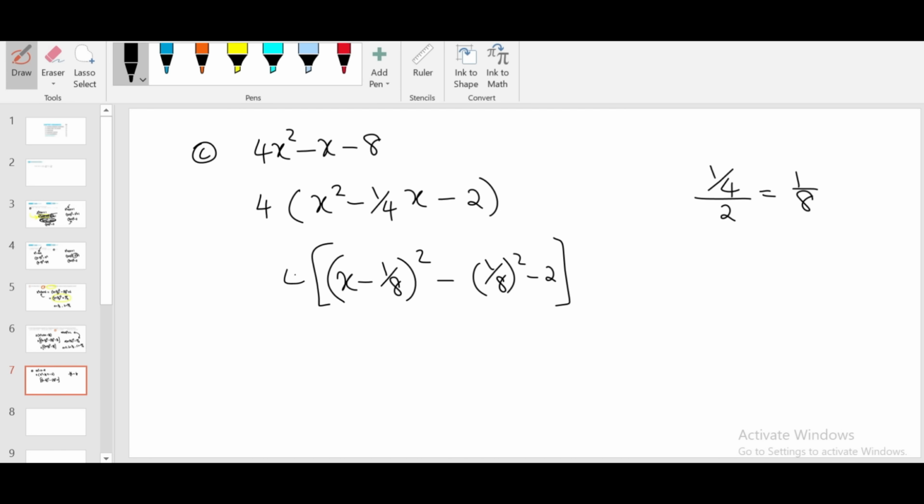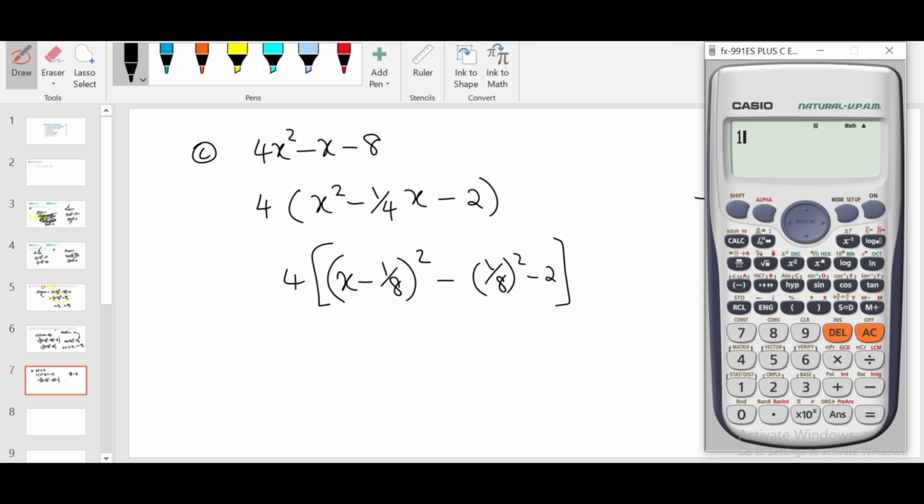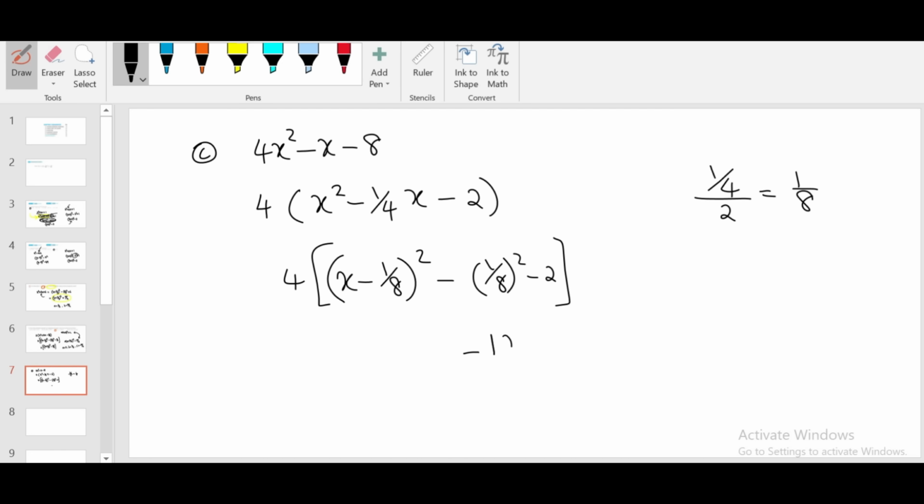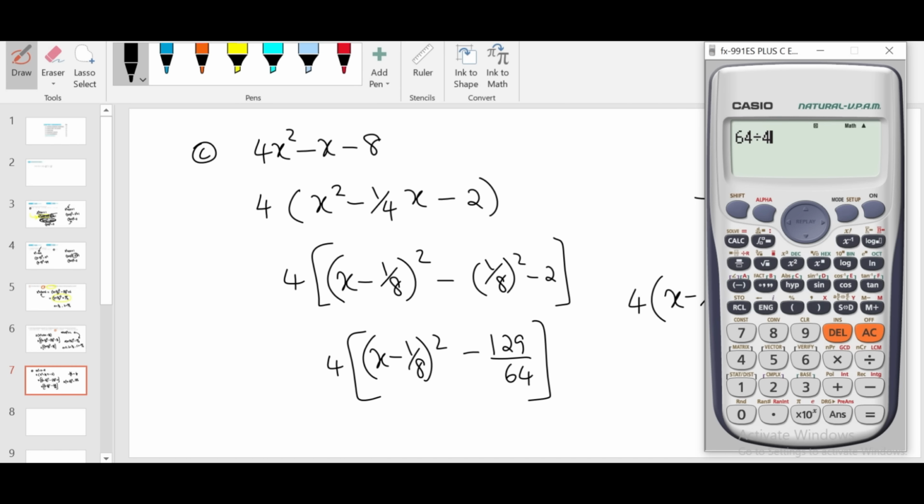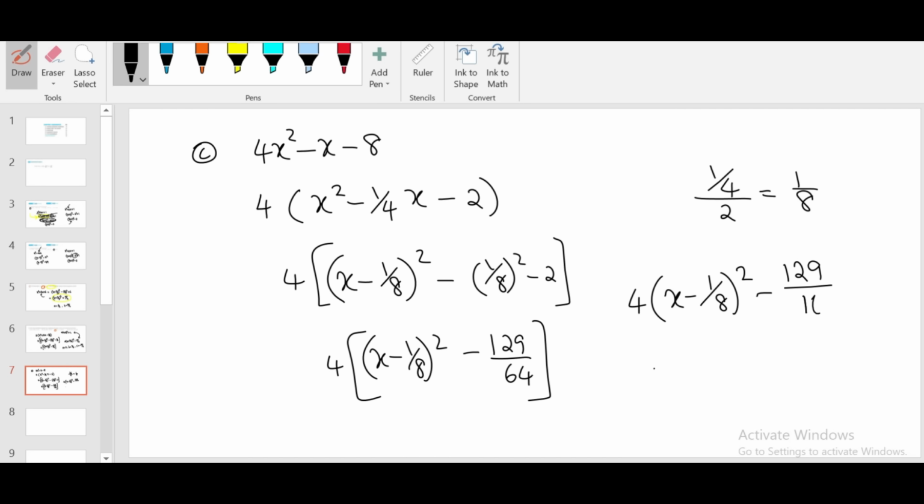minus 1 over 8 square minus 2. There is a 4 outside. Simplify it. 1 over 8 square is 1 over 64 minus 2, but there is a minus in front also. Minus 129 over 64. This is x minus 1 over 8 whole square. Multiply throughout by 4. You will get 4 times x minus 1 over 8 whole square minus 129 divided by 64 by 4, 16, I think, yes, 16.